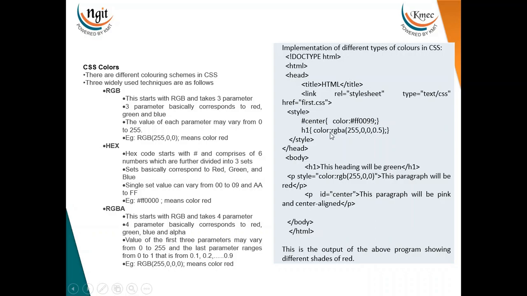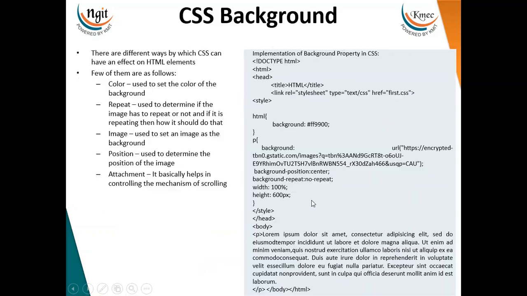So for the implementation with the example, here I have given the code where I have mentioned center. This was an ID, no? For that center ID, I want the color to be red and alpha. Okay. So here I gave an example. You can check it out.